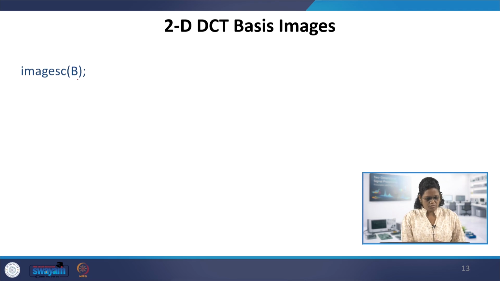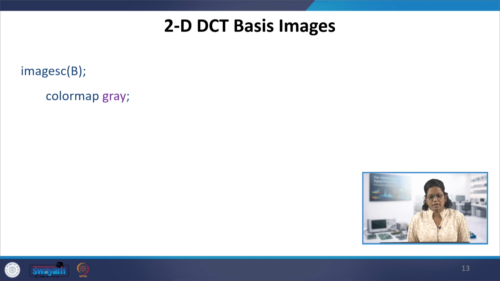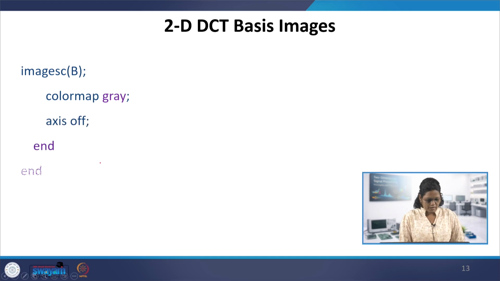Then imagesc of B would create an image in which different color maps can be used. Here the colormap gray is used, while other color maps can generate different images, such as intensity plots and so on. So this color map can vary. Here we used only the gray color map, which gives a better visualization of the basis images. These are some of the properties used to generate the basis images.